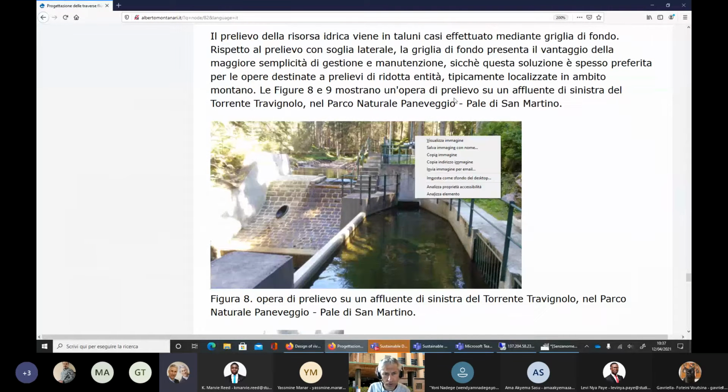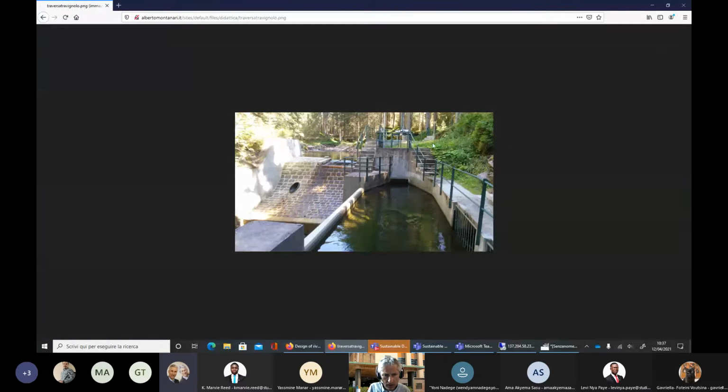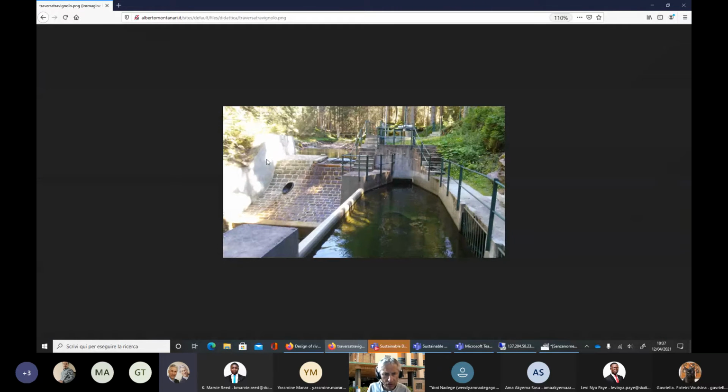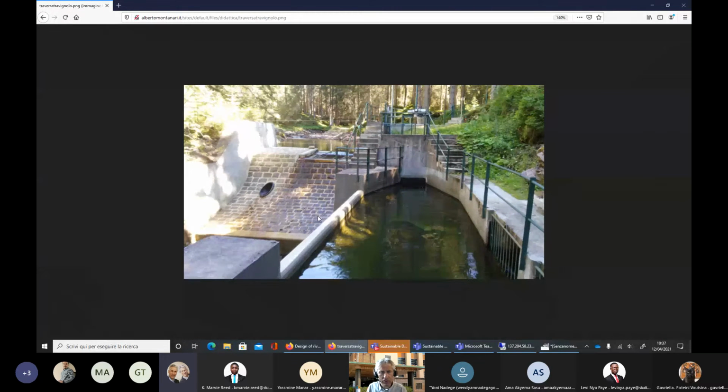Yes, and I wanted to show you this picture. It's an unregulated barrage on a mountain river. So you see the barrage in the left part of the picture, and you see that there is a weir in the upper part, and also there is a sluiceway. And in this case, the sluiceway is used for cleaning the upstream reservoir.